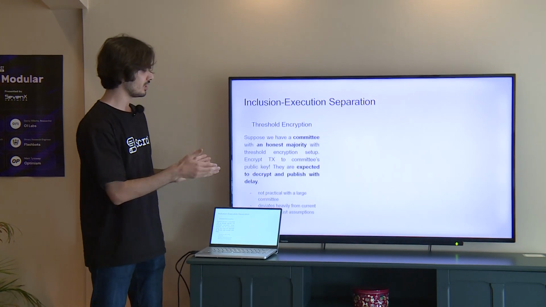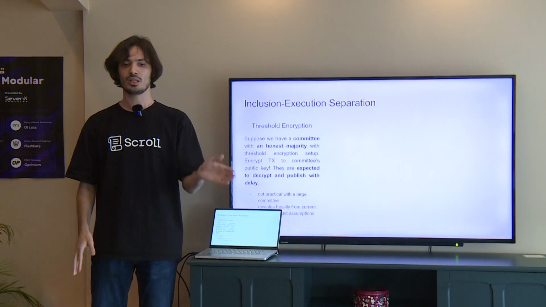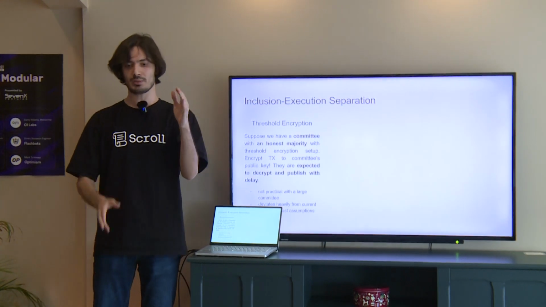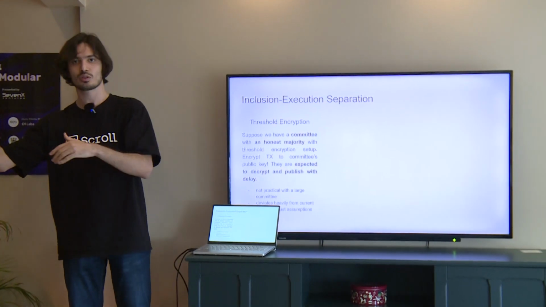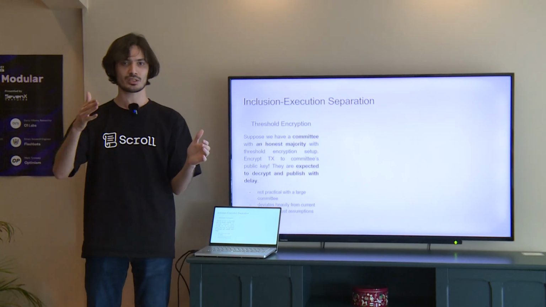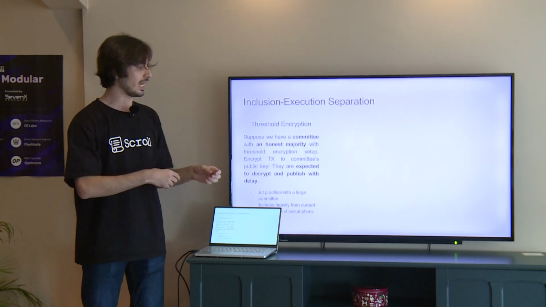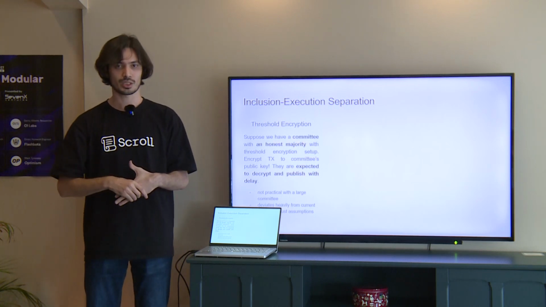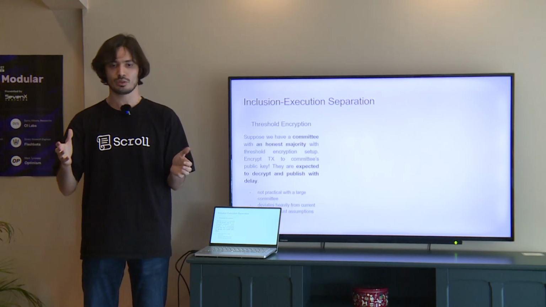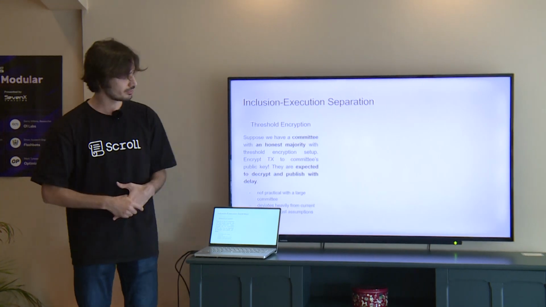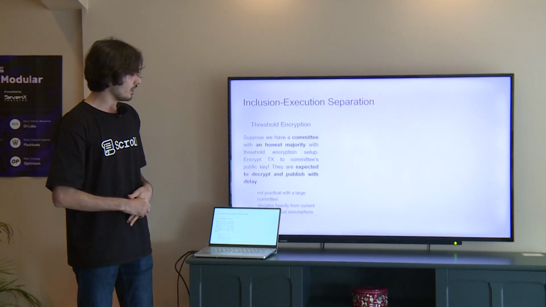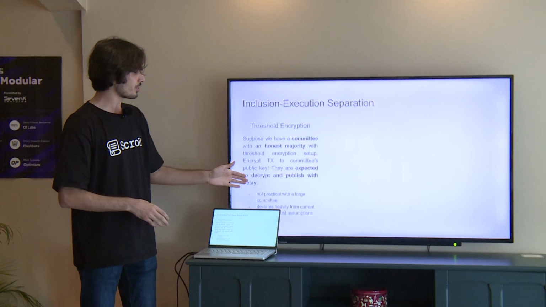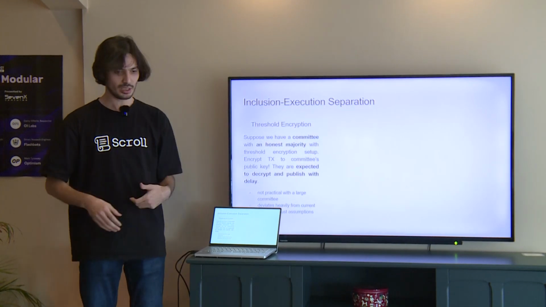But what if we can split these two in two stages: include transactions at one time and execute them at a later time, with the goal that when we include transactions they are encrypted, and at the later time they become decrypted somehow, and then they get executed. So at the time of inclusion, we don't know what's inside, we just include them.